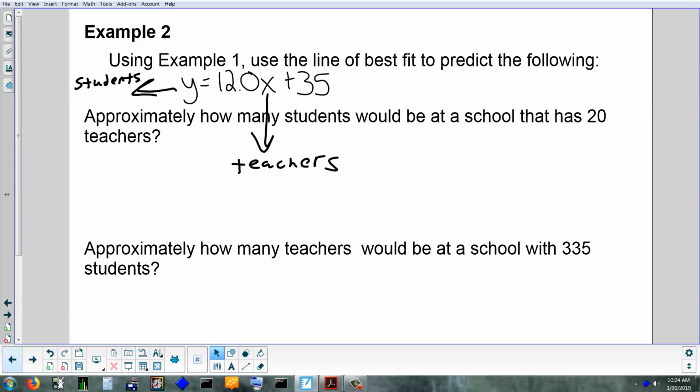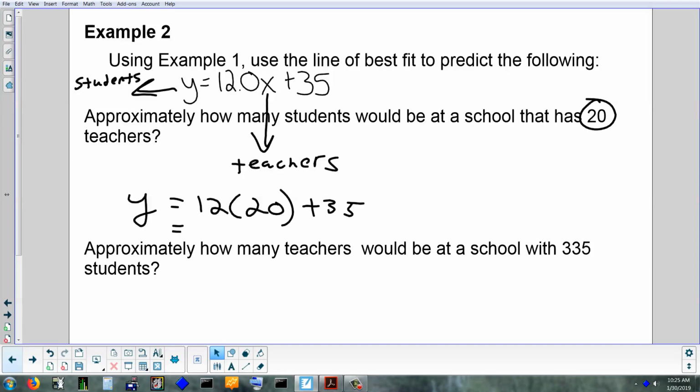So, approximately how many students would be in the school if there were 20 teachers? All you have to figure out is where the 20 goes. Does it go in for X or for Y? It goes in for X. So we're going to put Y equals, and now we're going to solve using our formula: 12 times 20 plus 35. Again, this might not be perfect because, like Mr. Roy said, it's a prediction. It's not a guarantee. It's just using the formula, the best guess we can make.